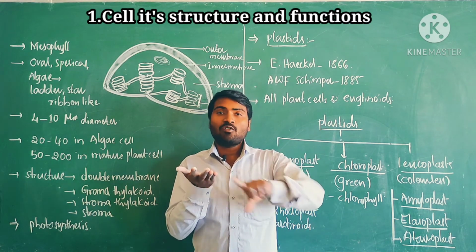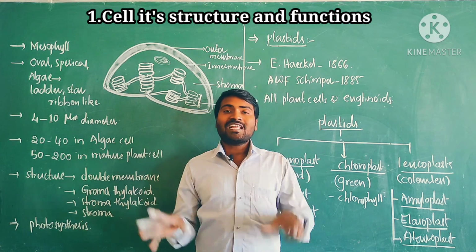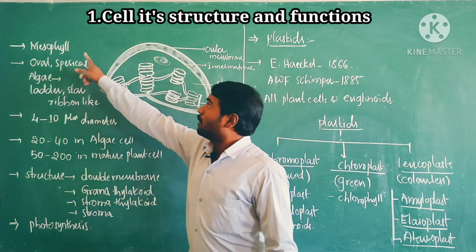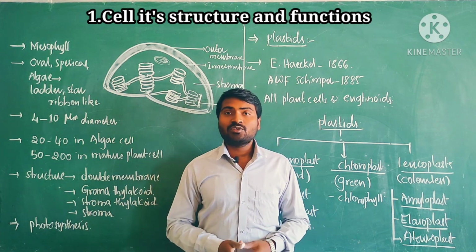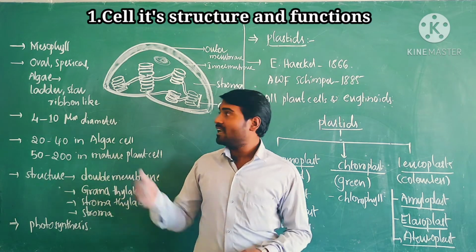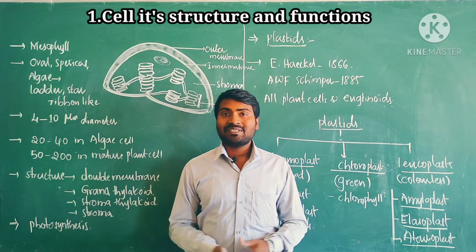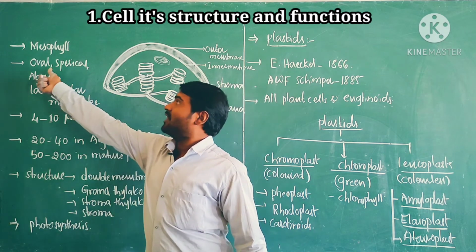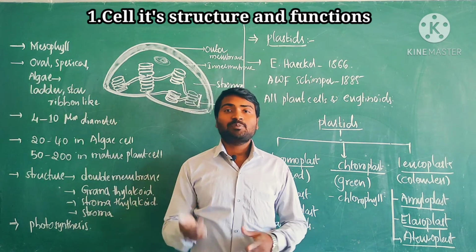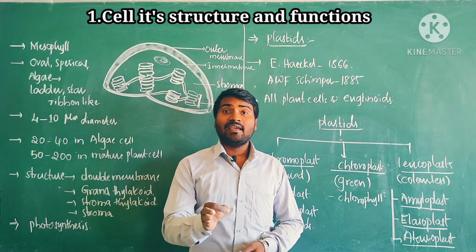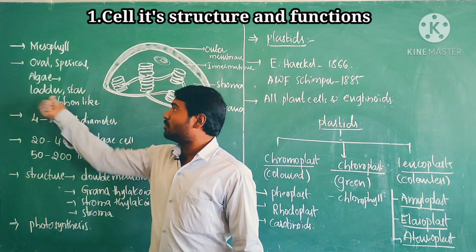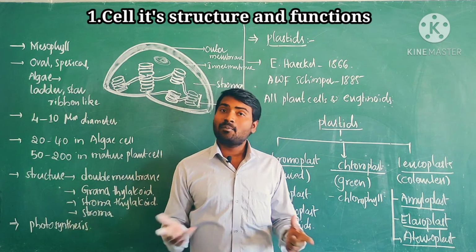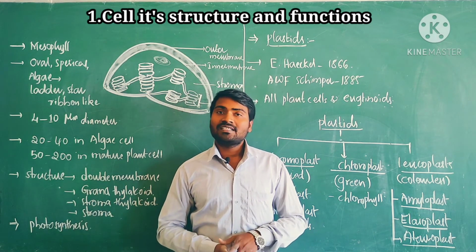If you remove the outermost layer and the inner layer, the total space of the leaf is called mesophyll. In the mesophyll, different types of tissues are present, and in each cell these chloroplasts are present. They may be in different shapes, like oval or spherical. But in algae they show variations in shape. In algae cells, they may be ladder-like, star-like, or ribbon-like. So they are present in different shapes.